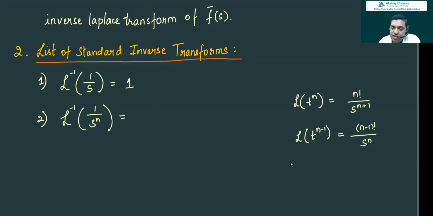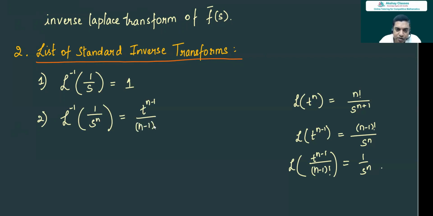So this is Laplace of, you can divide both sides by n minus 1 factorial, and because n minus 1 factorial is a constant, it can go inside the Laplace. So this is nothing but 1 by s power n. Therefore, Laplace inverse of 1 by s power n will be t power n minus 1 by n minus 1 factorial.